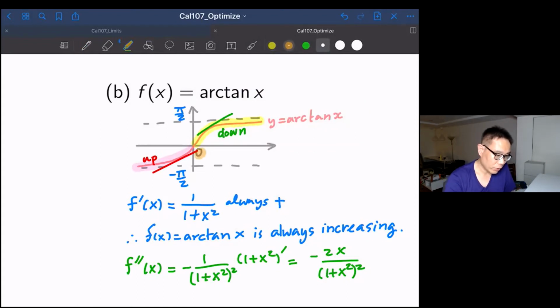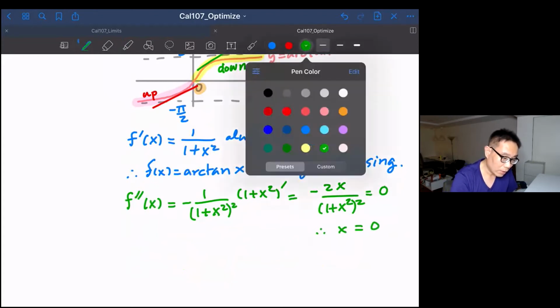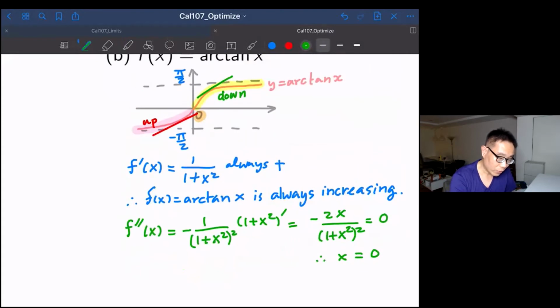Okay, so can we see it from the function? So this guy, you have f double prime, and you're gonna let this guy equal to 0. So you solve for x, you would get x equal to 0, and you're gonna put the sign. So you get the sign of the second derivative.